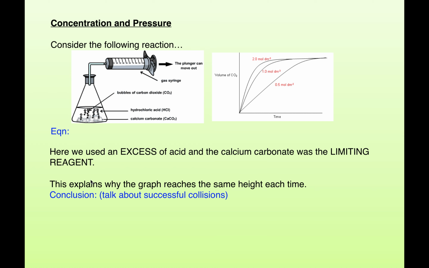We have to talk about successful collisions here. Successful collisions. So what happens when the concentration is increased? Well, you have to fill this space in now. Let's have a think about this. Concentration means greater number of particles per unit volume. If there's more particles, there's more collisions. And if there's more collisions, then there's more successful collisions. It's about probability, isn't it? So here, greater collision frequency means more successful collisions, means faster reaction rate.